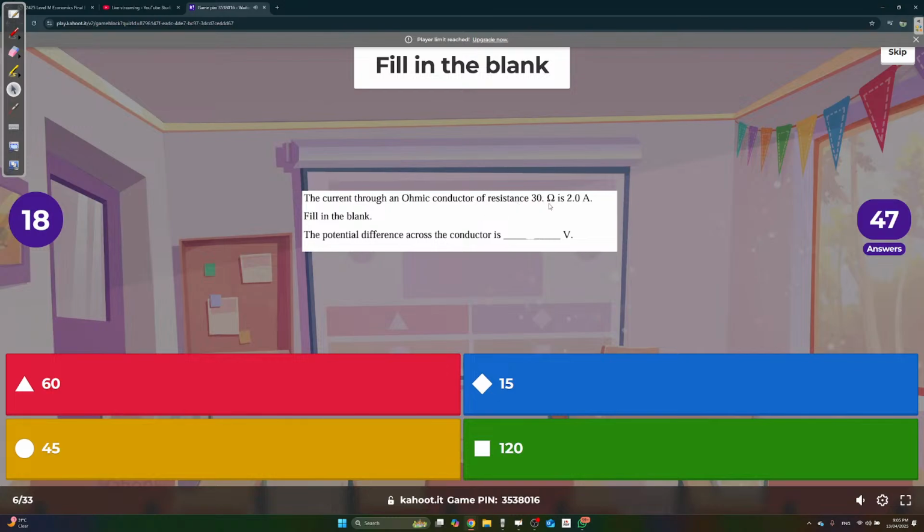Okay, the current through an ohmic conductor of resistance 30 ohms is 2 amperes. What is the potential difference? Guys, I think this is very straightforward.